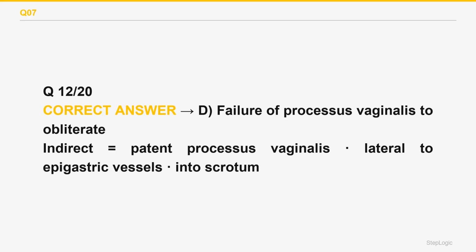In contrast, an indirect hernia goes through the deep ring, lateral to the inferior epigastric vessels, and is congenital. A direct hernia, choice E, pushes through the weak floor of Hesselbach's triangle, medial to the inferior epigastric vessels, and is acquired from wound weakness in older men. Lateral into the scrotum, congenital processus vaginalis equals indirect.